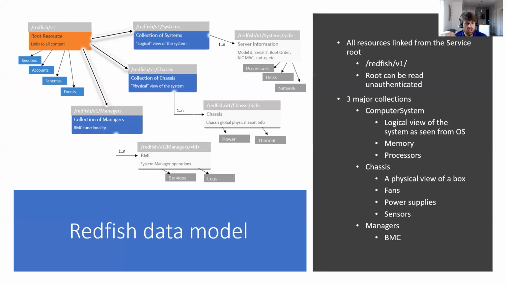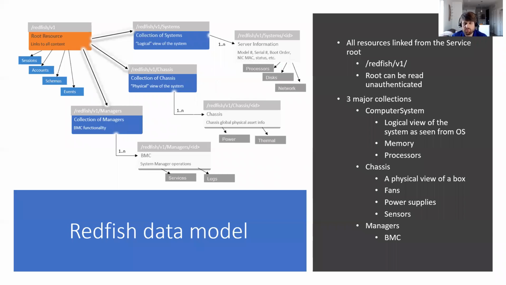Okay, so getting into the Redfish data model. The service route is at /redfish/v1. If there was a v2 of Redfish, it would be /redfish/v2. That's not currently planned. I think they'd only consider it if they couldn't maintain compatibility.